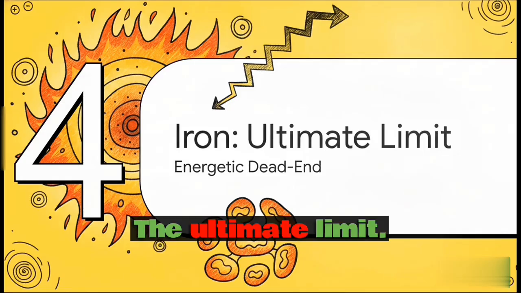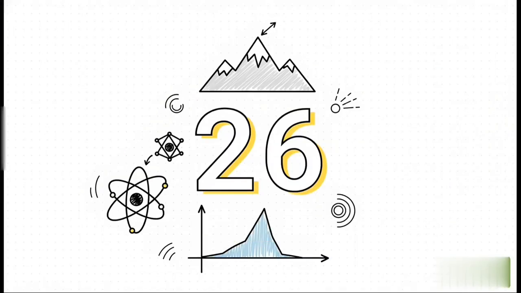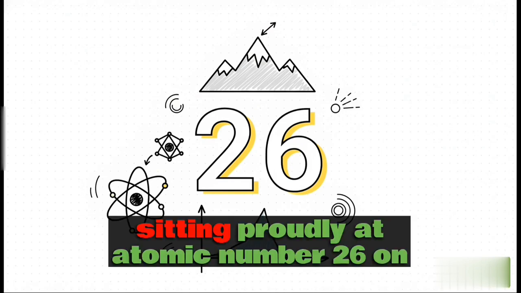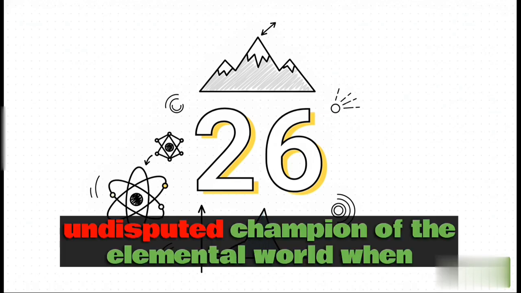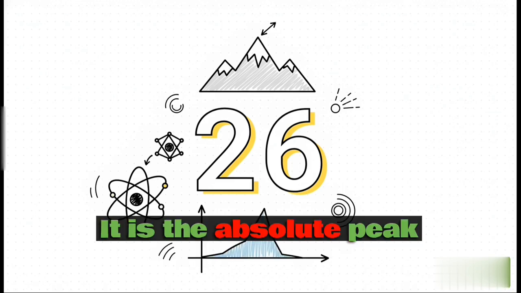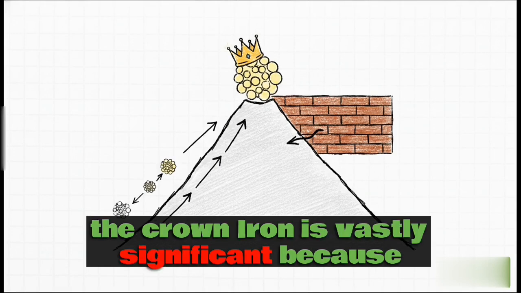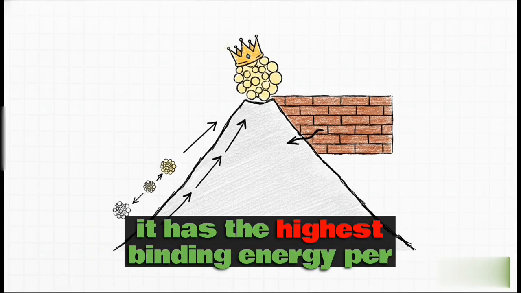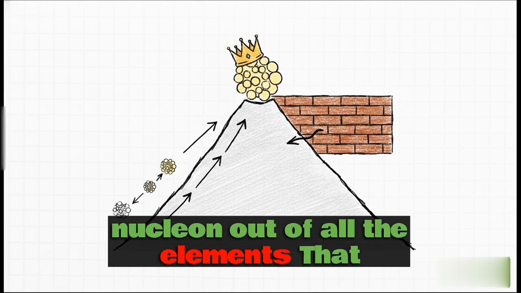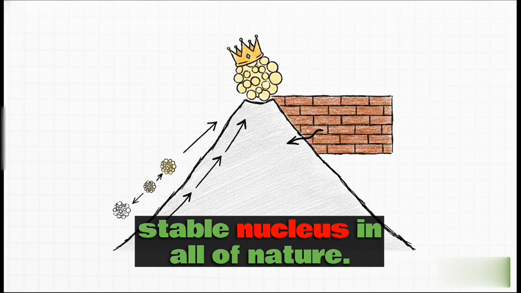Section 4. Iron, the ultimate limit, the energetic dead end. To find the absolute limit of nuclear physics, we have to look out to the fiery cores of massive stars. And behold the number 26. Iron, sitting proudly at atomic number 26 on the periodic table, is the undisputed champion of the elemental world when it comes to nuclear stability. It is the absolute peak of the mountain. So, let's look at exactly why iron holds the crown. Iron is vastly significant because it has the highest binding energy per nucleon out of all the elements. That means it is the most tightly bound, mathematically perfect, stable nucleus in all of nature.